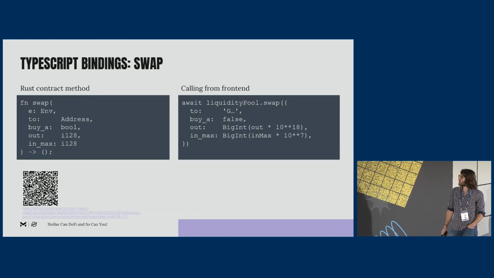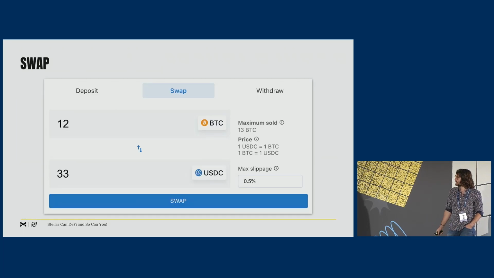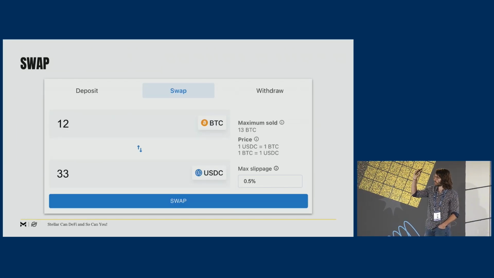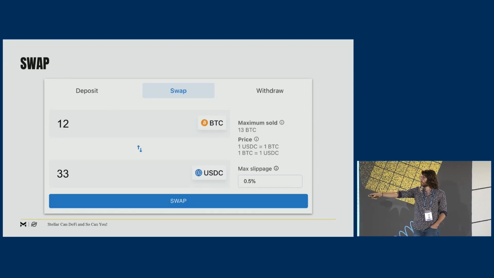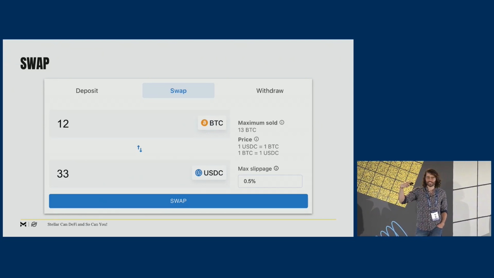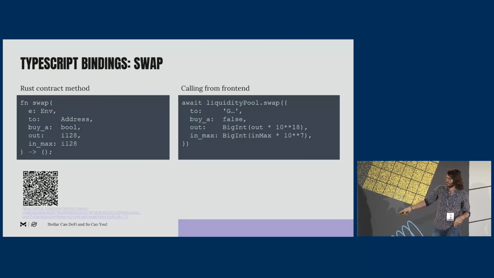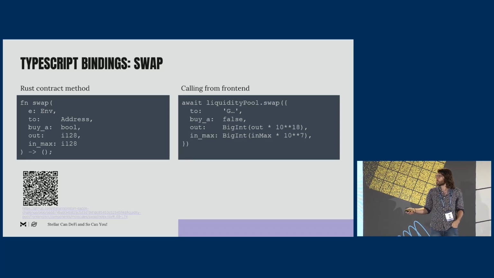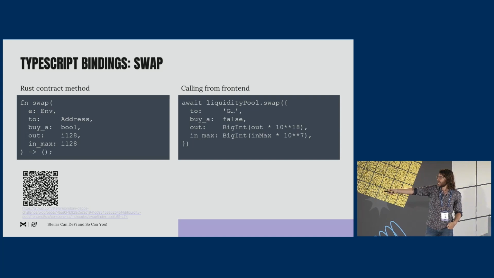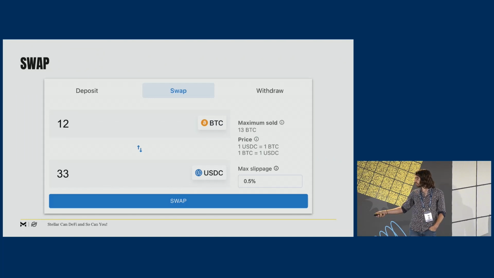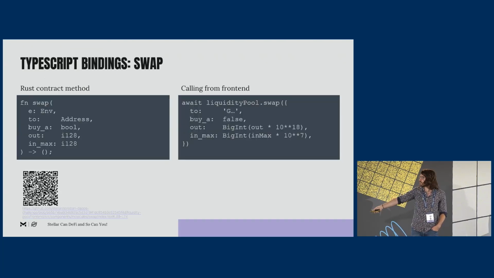All right, so let's go through and look at swapping. On the front end, we're saying I want to put in 12 Bitcoin and get out 33 USD. Wild historical amounts there, I suppose. And then max slippage of 5%. Again, off-screen math happens, and we turn that into what the smart contract needs. The smart contract needs the buy A, how much you're actually getting out, and then the in max. In max is calculated pretty directly from this max slippage.